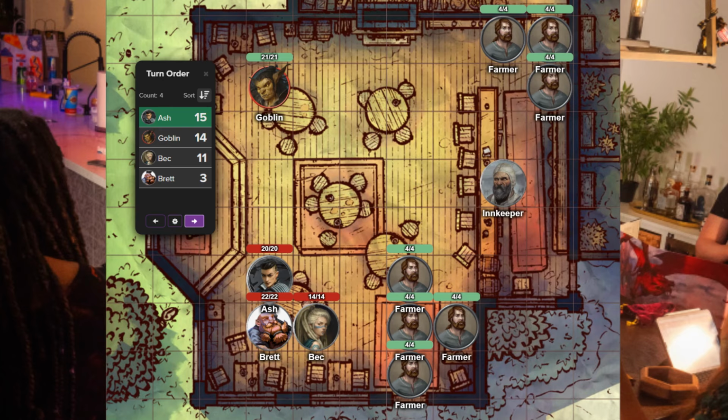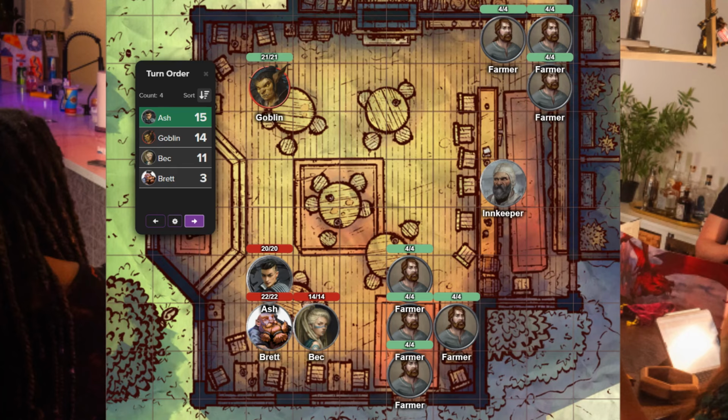The three players rolled a 3, Beck an 11, and Ash a 15. The goblin rolled a 14, so the turn order then is Ash, the goblin, Beck, and then Brett. There are different ways this might be recorded. Sometimes the DM will use little cards on top of the DM screen. Sometimes they'll just write it down on a sheet of paper and keep track that way. Regardless, Ash is going to go first.